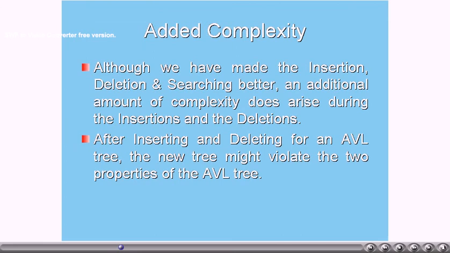However, AVL tree creation adds complexity, that is, extra complexity. We know that in an AVL tree we are required to maintain the property that the left subtree height minus right subtree height should not be more than 1, always. Whenever we carry out insertions and deletions, this property has to be maintained. This requires a little more effort. This is the little demanding part of AVL trees compared to binary search trees.